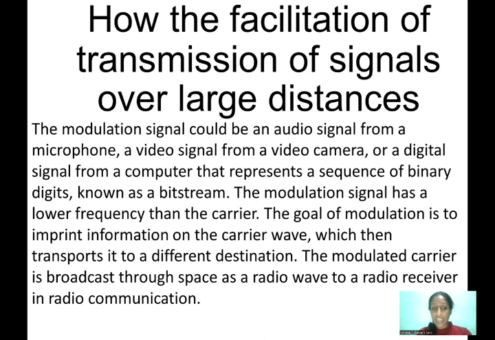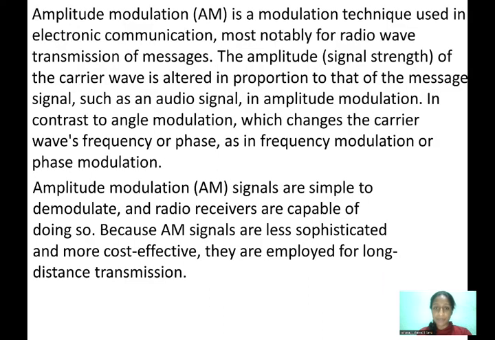The modulated carrier is broadcast through space as a radio wave to a radio receiver in radio communication. Amplitude modulation is a modulation technique used in electronic communication, most notably for radio wave transmission of messages. The amplitude signal strength of the carrier wave is altered in proportion to that of the message signal, such as an audio signal, in contrast to angle modulation, which changes the carrier wave's frequency or phase, as in frequency modulation or phase modulation.